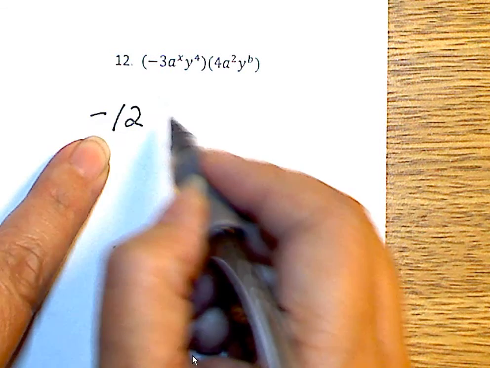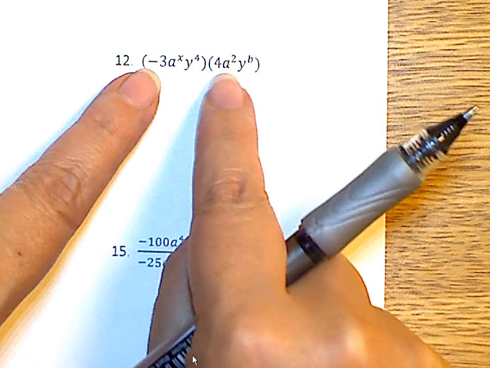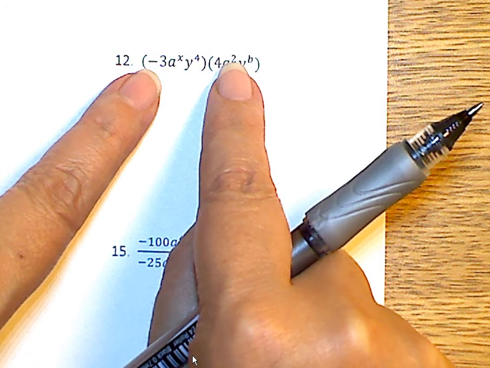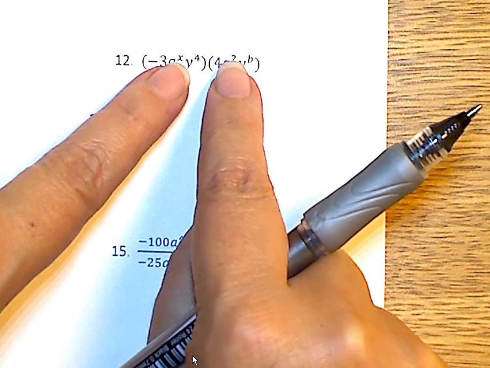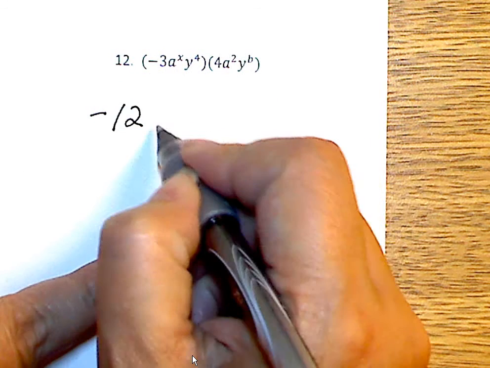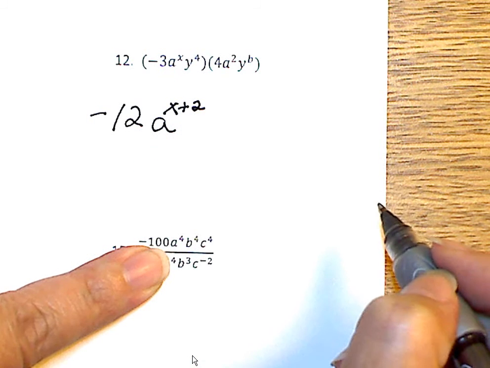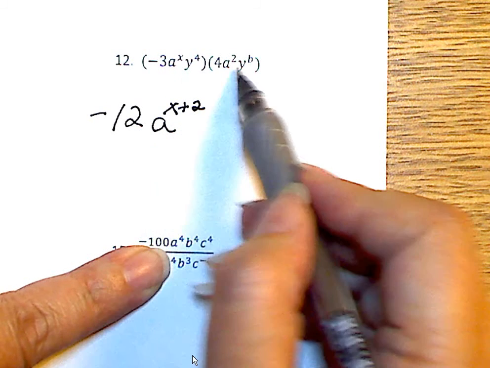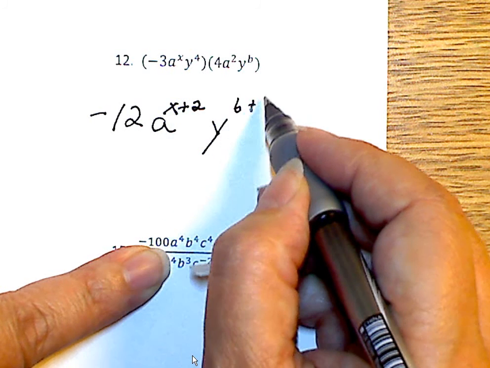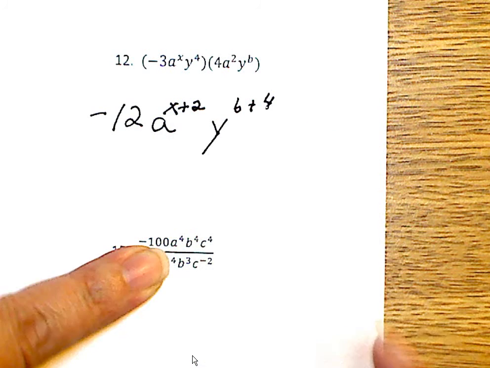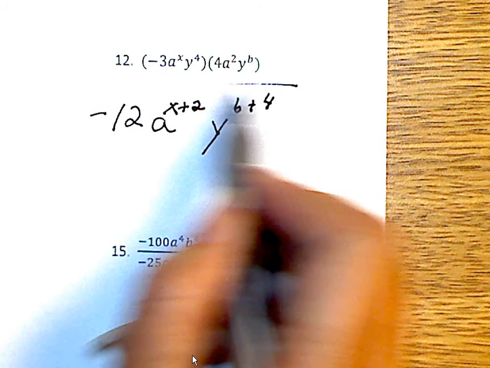Then we have to look for the same bases. So I have a to the x, a squared. When you are multiplying, what do you do to the exponents? You add them. So it's going to be a to the x plus 2. And then y, you have 4 and b, so it's going to be y to the b plus 4. Since we don't know what x is and we don't know what b is, that's our answer.